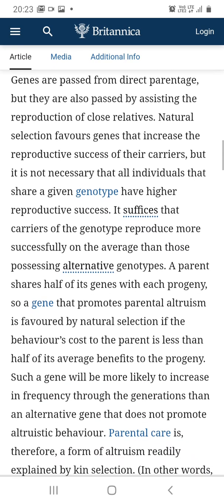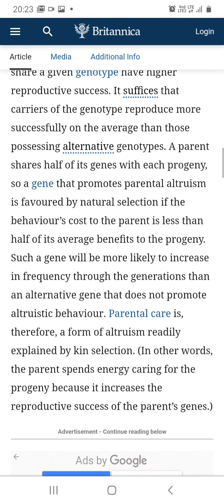And this gene for altruistic behavior is a matriarchal gene provided by the mother, that is the queen. The genes are passed from direct parentage. They are also passed by assisting the reproduction of close relatives. Natural selection favors the gene that increases the reproductive success of its carrier, but it is not necessary that all individuals that share a given genotype have higher reproductive success. It suffices that the carriers of a genotype reproduce more successfully on average than those possessing the alternative genotype.